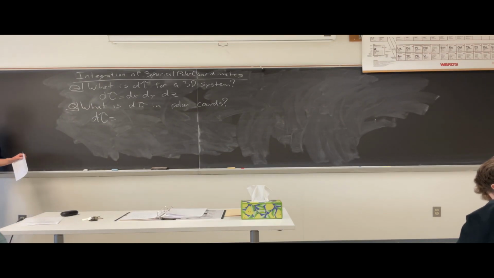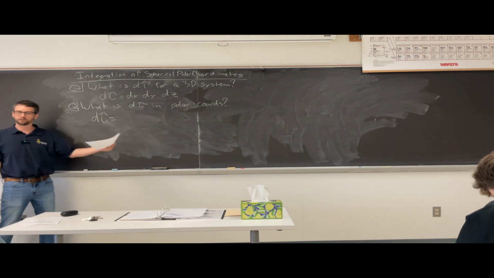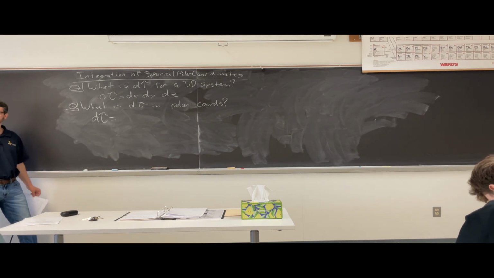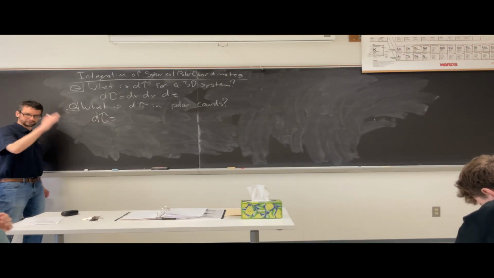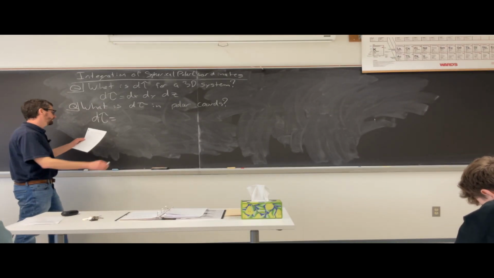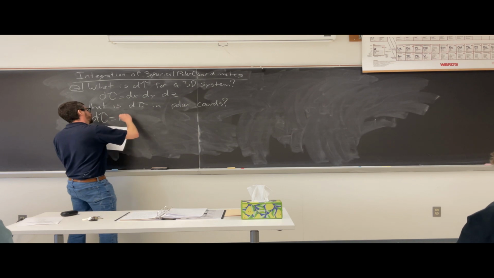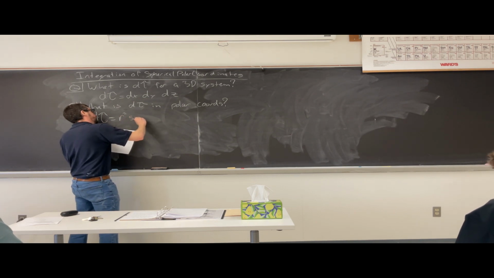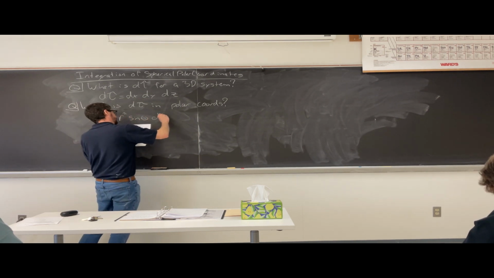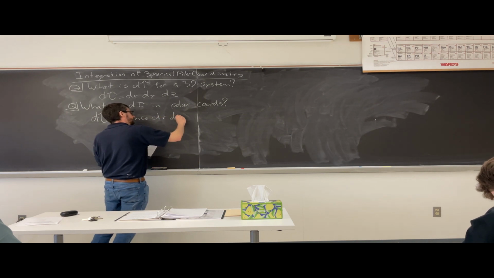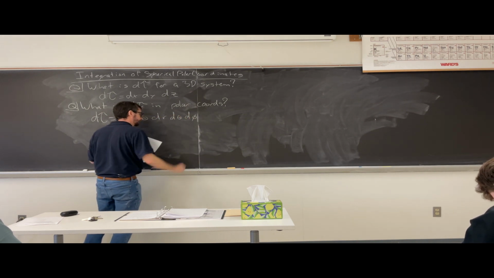You look back at it, we just kind of spit this out on a page. But what things do you think we're going to have to integrate over? R, theta, phi. And we also have to introduce r squared sine theta, dr, d theta, d phi.